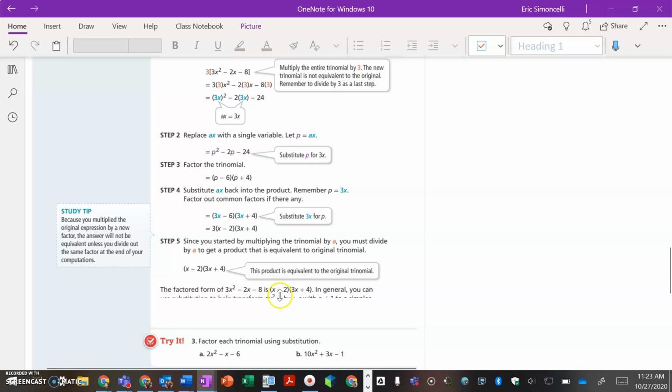In effect, you can see then that the factored form of 3x squared minus 2x minus 8 is x minus 2 times 3x plus 4. And if you wanted to FOIL this, you'll find that it in fact equals this original quadratic. In general, you can use substitution to help transform ax squared plus bx plus c with a not equal to 1 to a simpler case in which a equals 1, factor it, and then transform it back to an equivalent factored form.